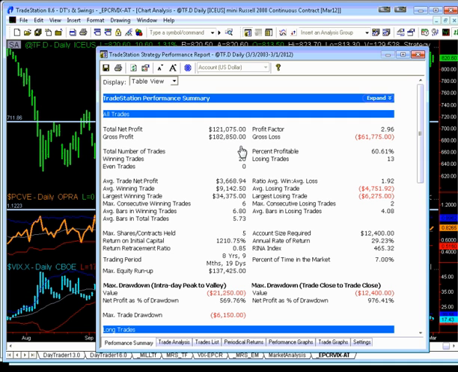10 to 1 reward to risk, to maximum risk. $120,000 versus $12,000 maximum drawdown.